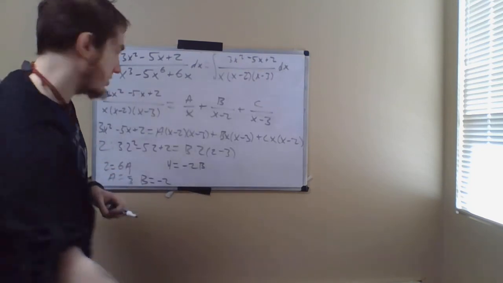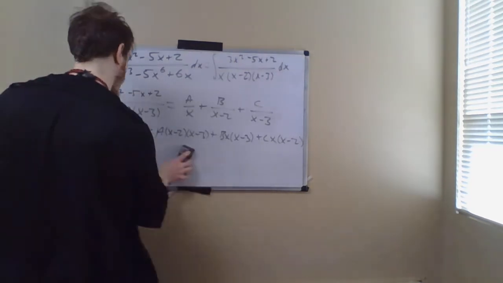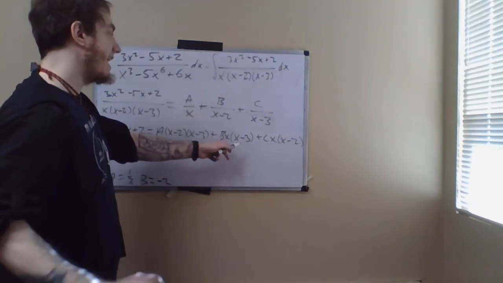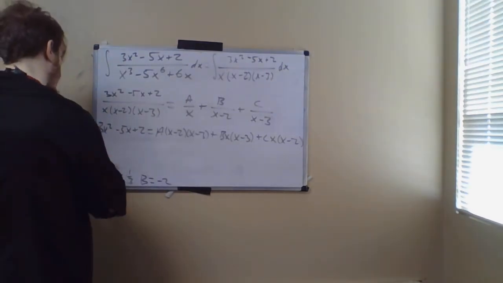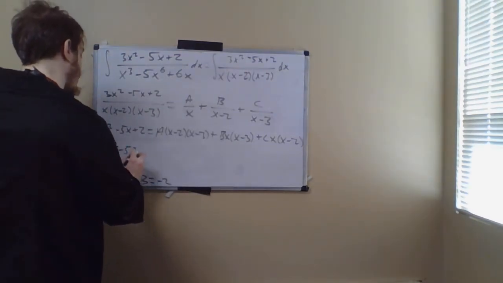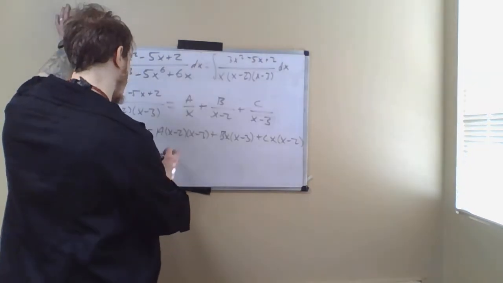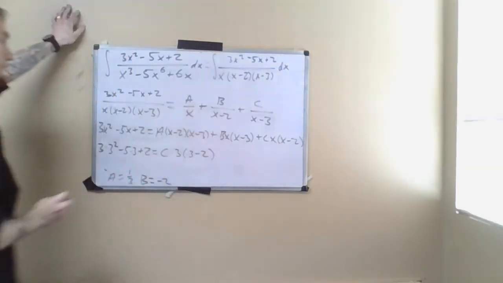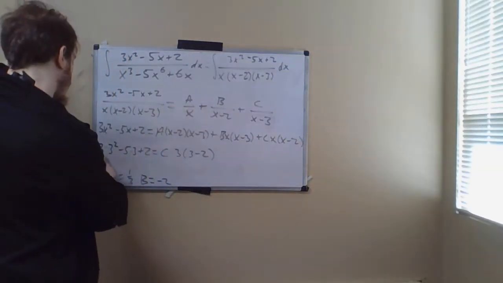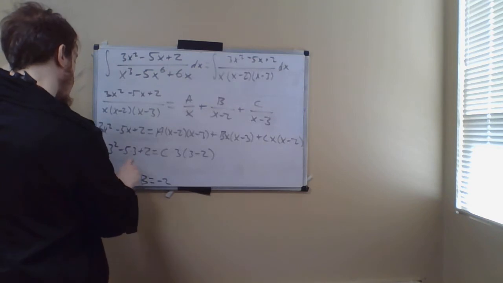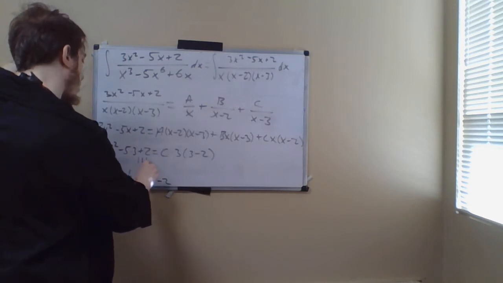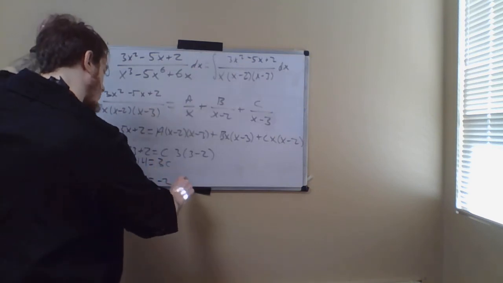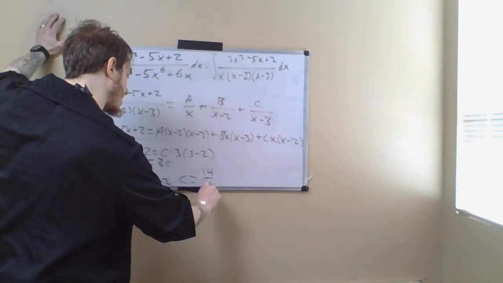And finally, we want to go through and find c. Well, what can I plug in to find c? I'm going to plug in positive 3 here because that gets rid of all of those other terms. So I get 3 times 3 squared minus 5 times 3 plus 2 is equal to c times 3 times 3 minus 2. So this is going to give me 27 minus 15, that's 12, plus 2 is 14, and on the right-hand side, I'm going to have 3c. So this gives me c equals 14 over 3.